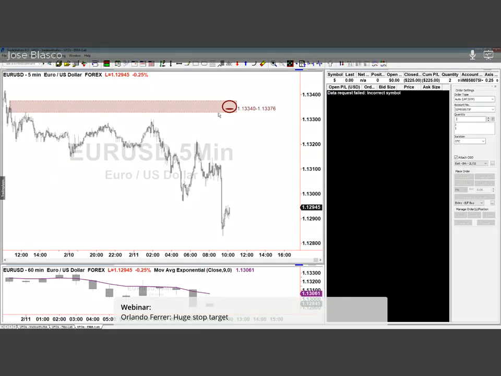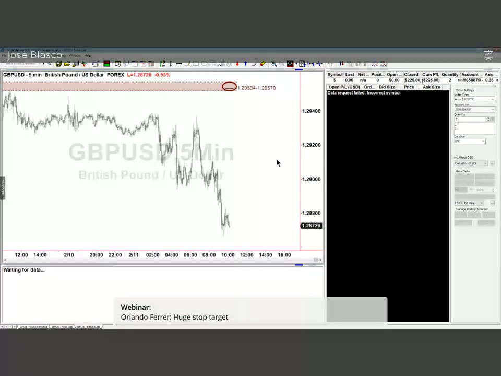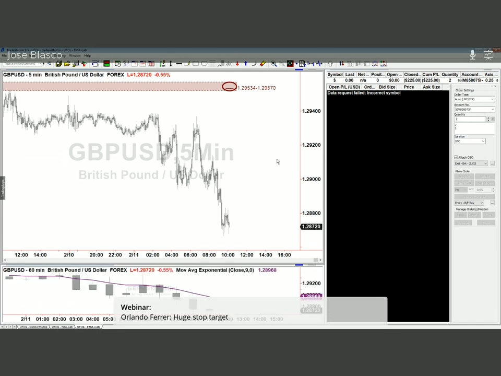Okay, so what do we have here? Well, with the euro, we have a UFO around 113.34. The average is 113.05. Well, it's not going to work. Okay, so we're going to look for another currency. For example, the Great British Pound. The Great British Pound got a UFO at 29.53. The average is 28.96. Well, it's not going to work.